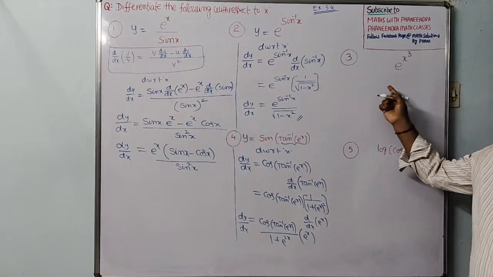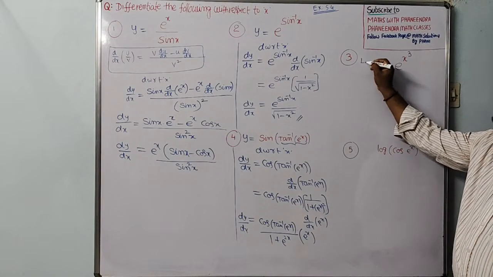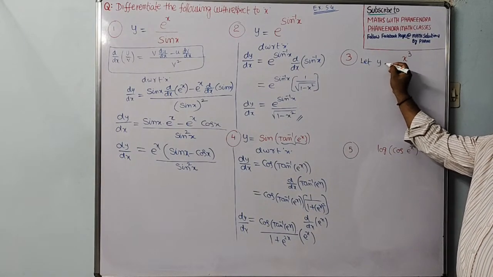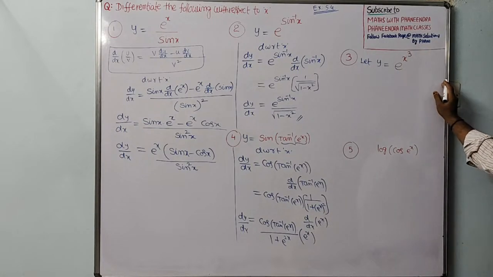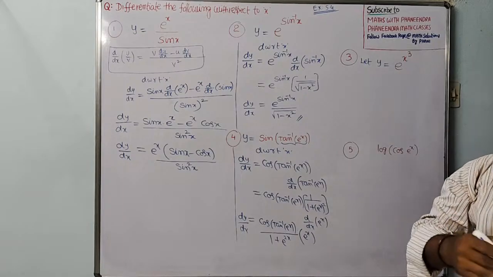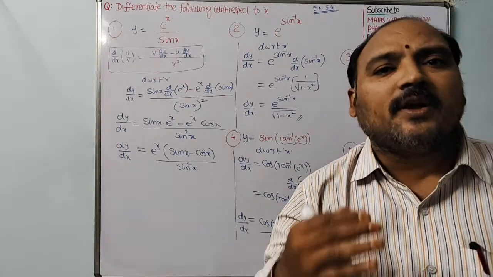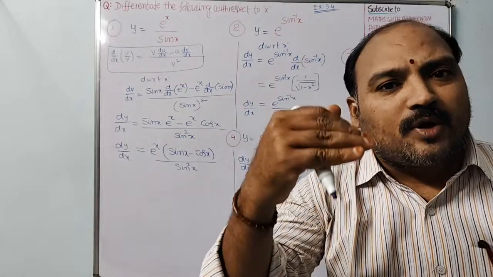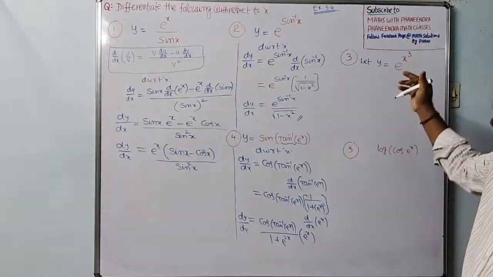So here the question number 3. Let us consider the function y equal to e power x cube. So e power f of x, it is in the form d by dx of e power f of x is e power f of x into d by dx of f of x. So f of x is what here?